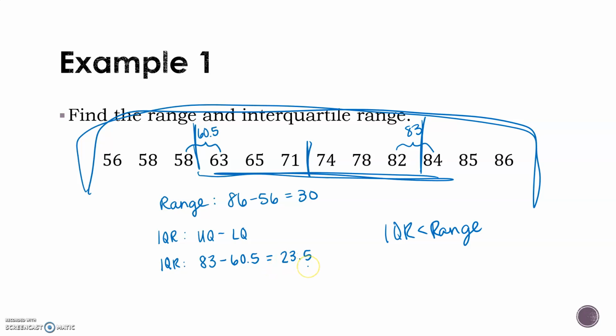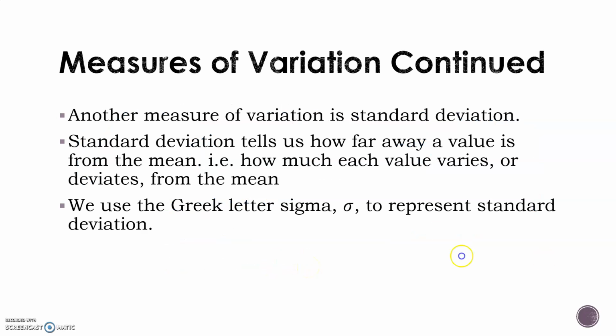And if it's bigger than your range, then something is also wrong. All right, so another measure of variation is called standard deviation. What standard deviation does is tell us how far a value is from the mean, or in other words, how much each value varies or deviates from the mean. And we're going to use this Greek letter sigma. Remember we talked about capital sigma last week. Now we're talking about lowercase sigma, and we use this to represent standard deviation.